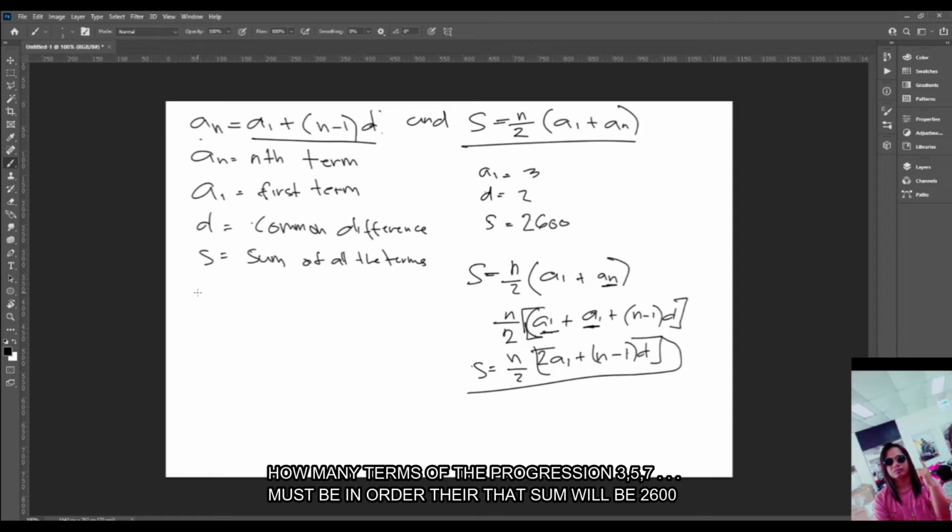So our sum here is 2600, equals n over 2. Take note, guys, we are looking for the n here. So 2a1 plus n minus 1 times d.